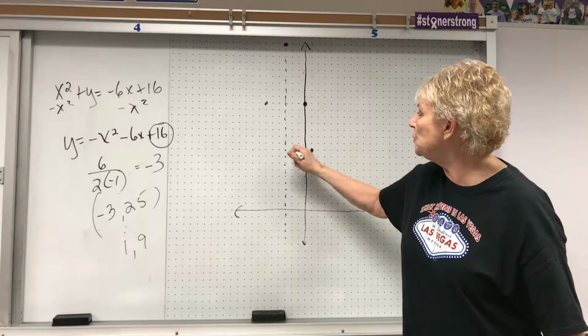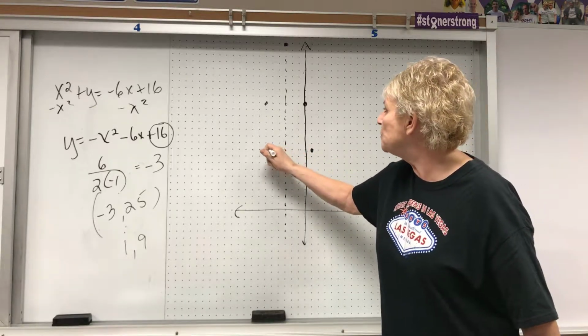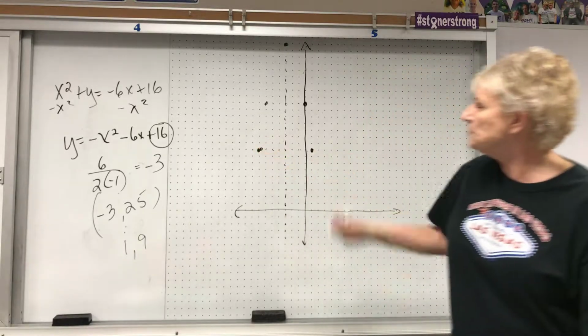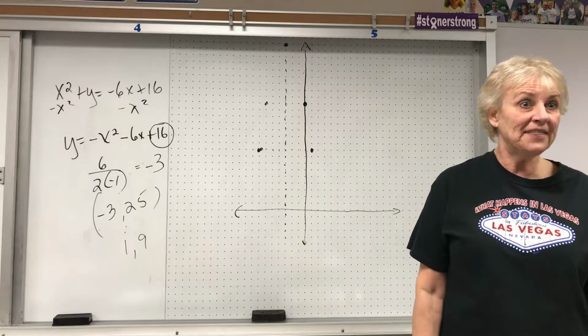Now, 1, 2, 3, 4 away from the axis of symmetry. 1, 2, 3, 4. There's my parabola. You with me? Who had that one?